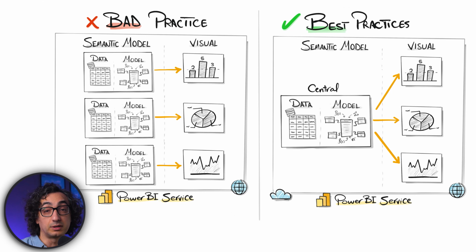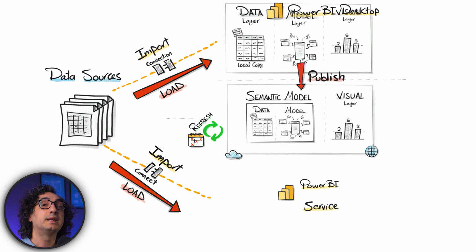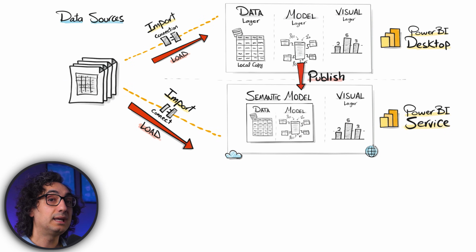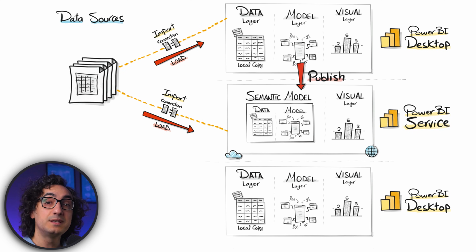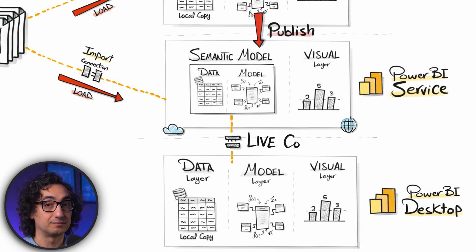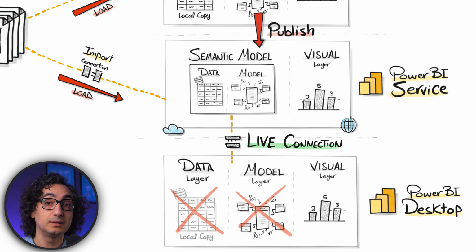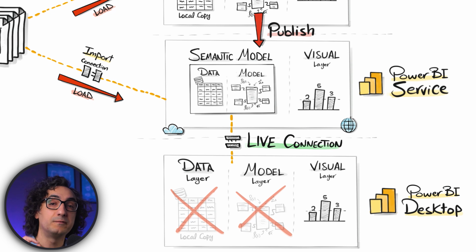So now in order to create a report on top of an already existing semantic model, we're gonna use the Power BI desktop, and we're gonna connect it directly to this shared semantic model, and we call this connection a live connection. So now your Power BI desktop is gonna be very small. There is no longer a need for the data layer or the model layer because they already exist in the service, and you only work with the visual layer. So all you have to do is just build the reports.